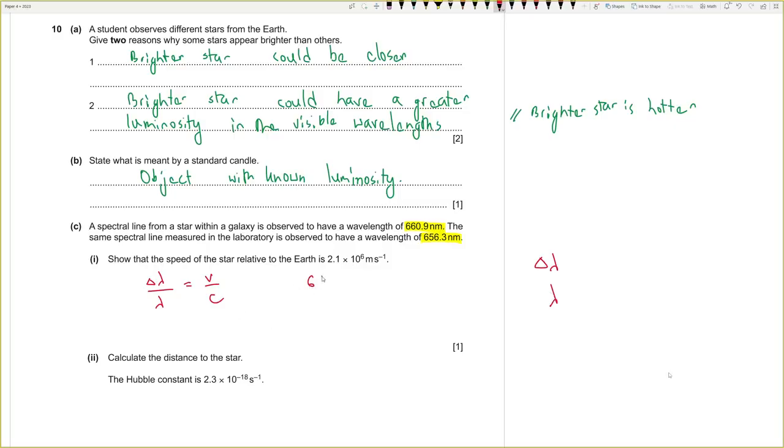What is del lambda? 660.9 minus 656.3, divided by the original one, the lower one, 656.3 nanometers, is equal to the speed of recession divided by the speed of light. So let's do this: 660.9 minus 656.3 divided by 656.3, times 3 times 10 to the power 8. By the way, don't use the equal to sign. Please use approximately equal to. That's what they wrote in the mark scheme. So V is approximately equal to 2.1 times 10 to the power 6 meters per second.